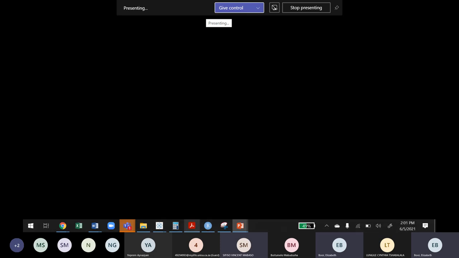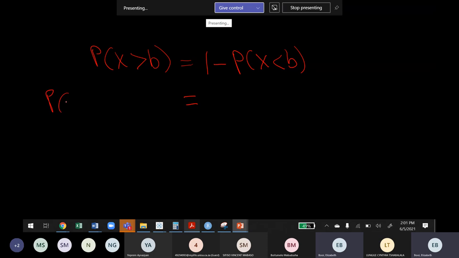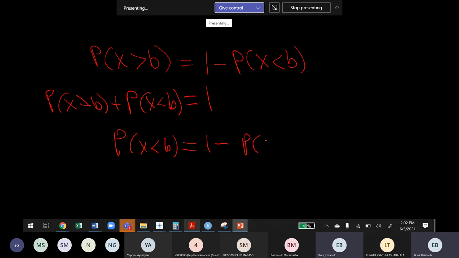Let me blank the screen. The probability of X greater than B is equal to 1 minus the probability of X less than B. Let's take this value minus P to the other side. The probability of X greater than B plus, because it's minus, it will be plus, X less than B is equal to 1. Now let's take the greater than to the other side. We are left with the probability of X less than B is equal to 1 minus the probability of X greater than B. Can you see that they are complements? One and the same thing.